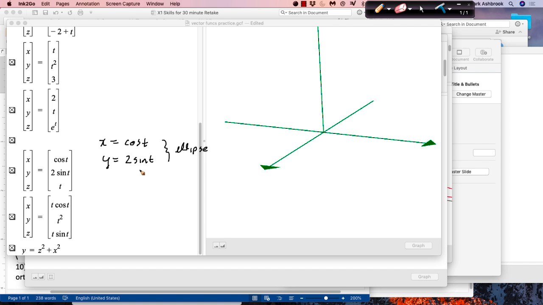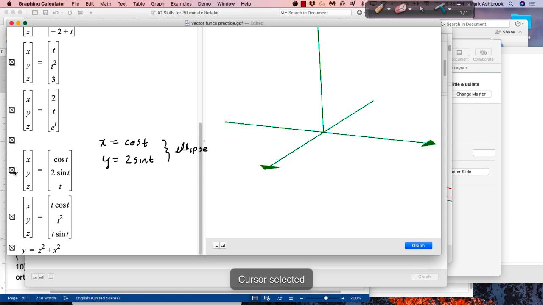As t increases, what's happening to z? If I do this, this is t increasing around the ellipse, and now I also make z increase. What will I get? That's the corkscrew, right? As t increases, I get the points on an ellipse, but z is also increasing as you're doing that. Yeah. It spirals up along the axis.